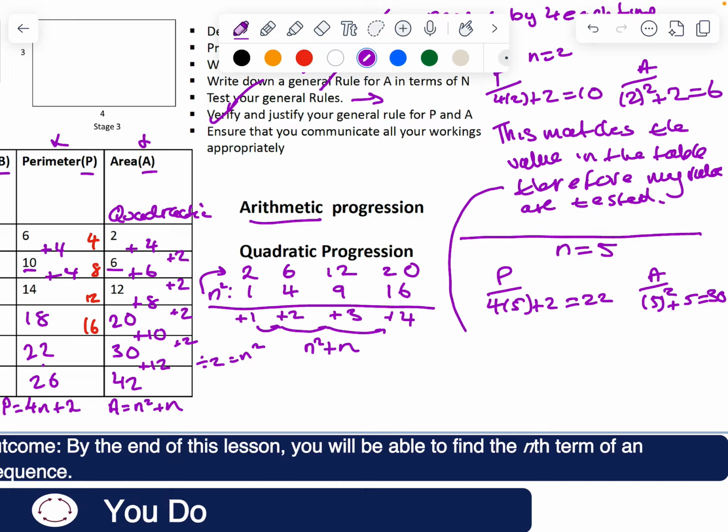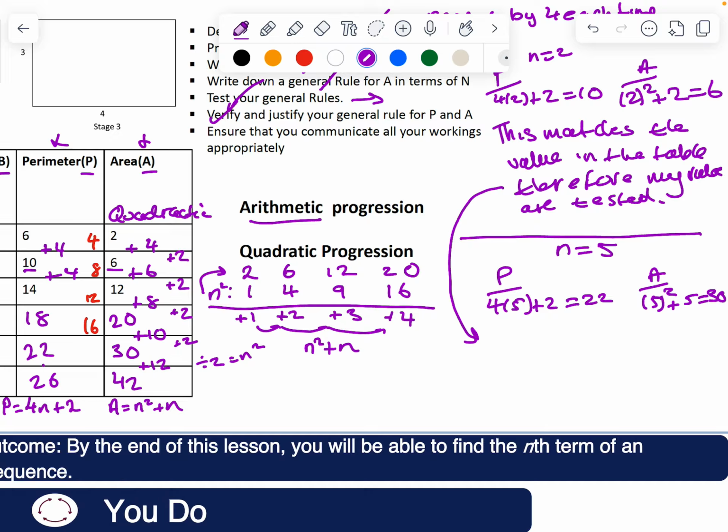So you need to write this sentence again, but instead of writing that it matches the table, we say that it matches the prediction. It matches our prediction. So therefore, it's verified. Okay? Right, so up to that point, everyone should be okay. You should be able to predict values in the table. You should be able to find the general rule, and then you should be able to test and verify. Okay? Right, I'm going to take this off now because I want to go and show justify.